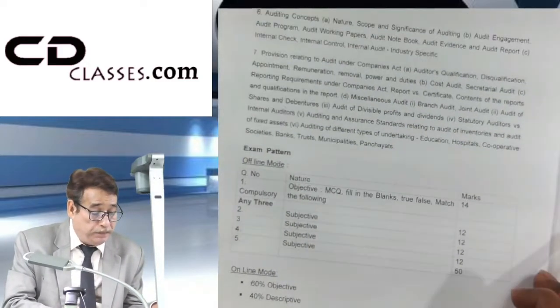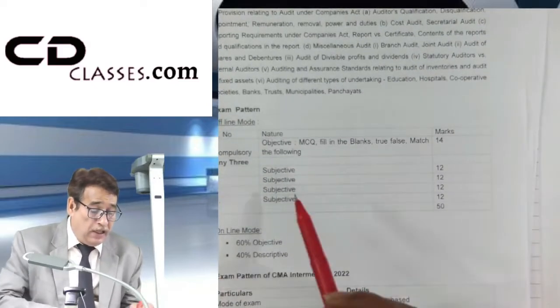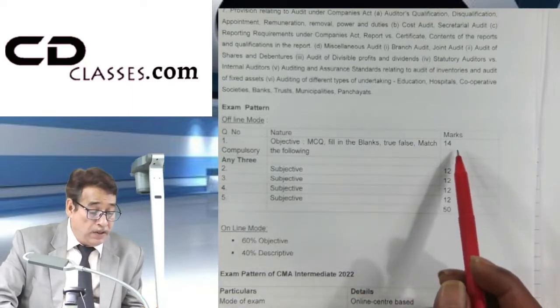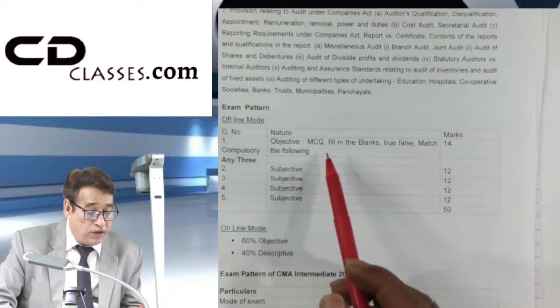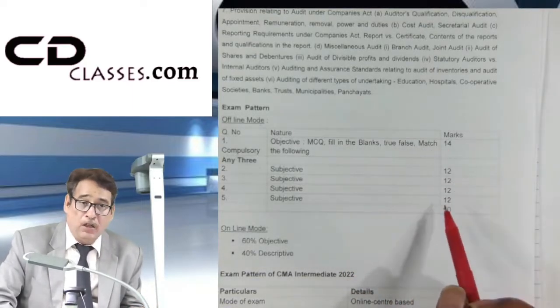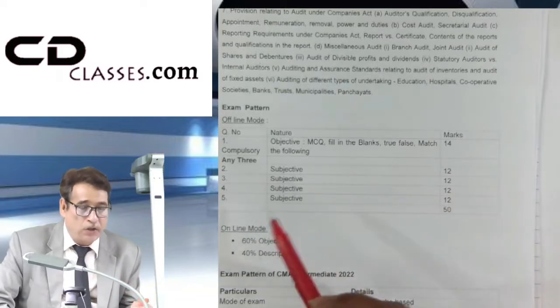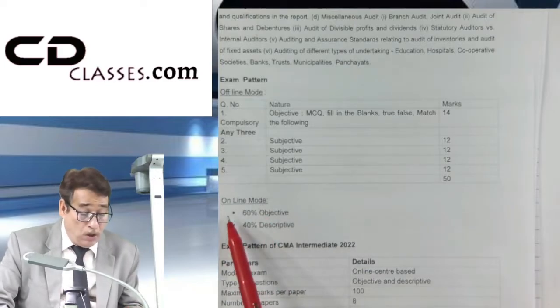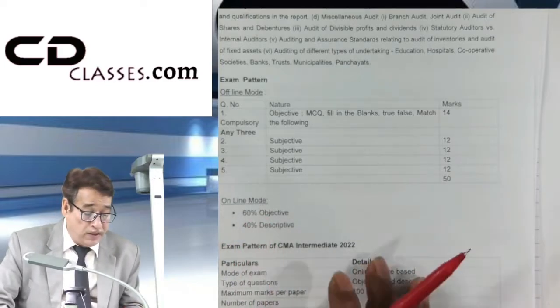Whereas in earlier modes of examination, you used to get question number 1 in an objective manner, while all other questions used to be of descriptive or subjective nature. But now, as I said, as far as your online mode is concerned, you are going to get 60% objective and 40% descriptive.